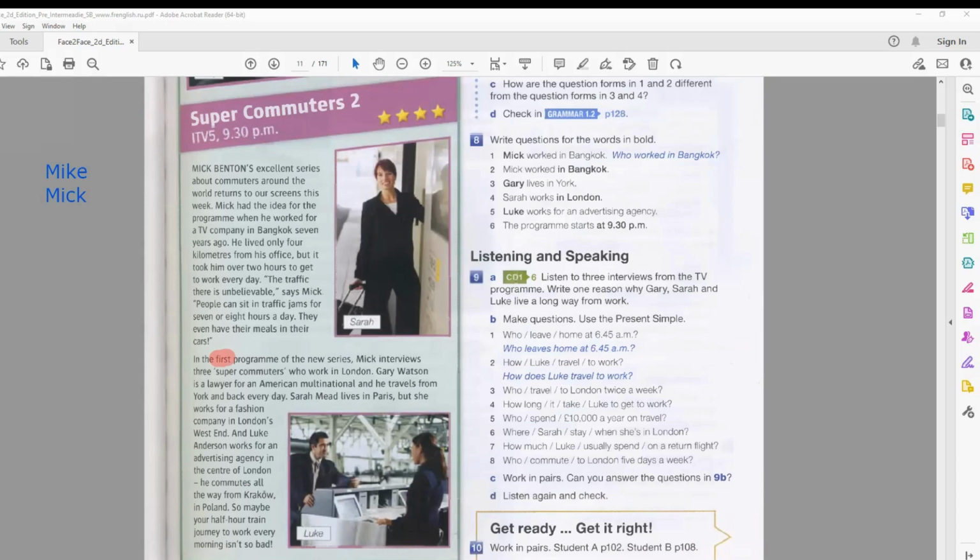Okay, what do you understand from this? It was about people's commute, a very long time to job or to work, and this Mike Benton makes this series about these commuters. About these commuters. So they commute for a very long time. Okay, so we're going to use the preposition for.